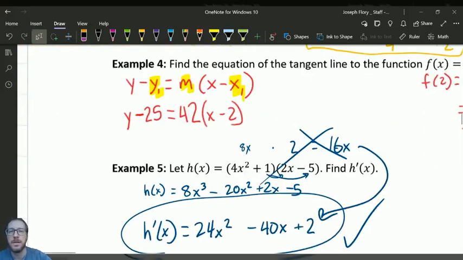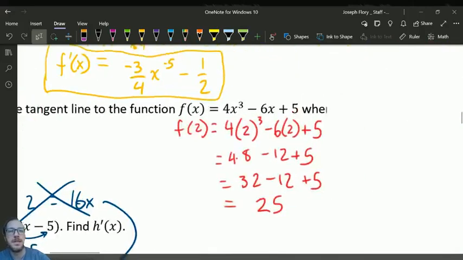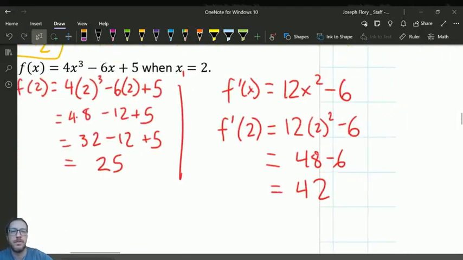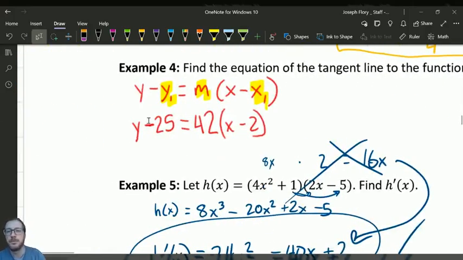So right ahead, you can plug that into your x1 and your y1, and then to find that slope, take the derivative of f of x. Plug in 2 when you get that derivative. Okay, that'll give you that 42 slope. And final answer is here.